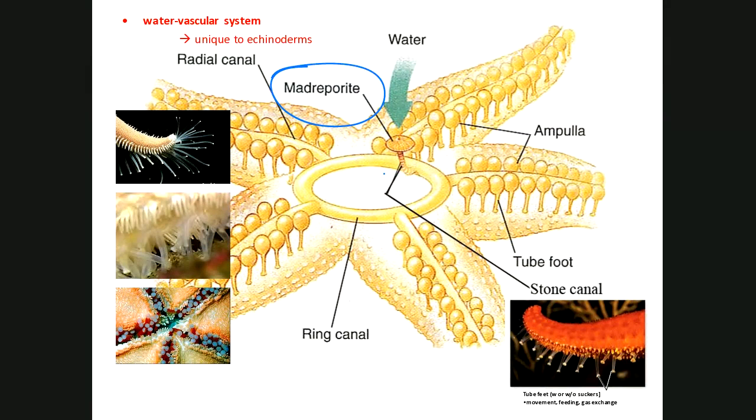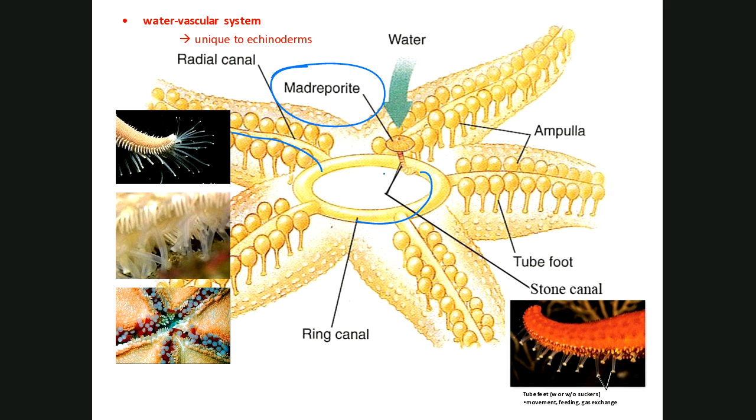Water then enters into a ring canal. From the ring canal, the water then moves out into radial canals in each of the arms. And in each of those arms are all these little things that look like eyedroppers, don't they? They have a top, the ampulla, and then down below there are these little things called tube feet.